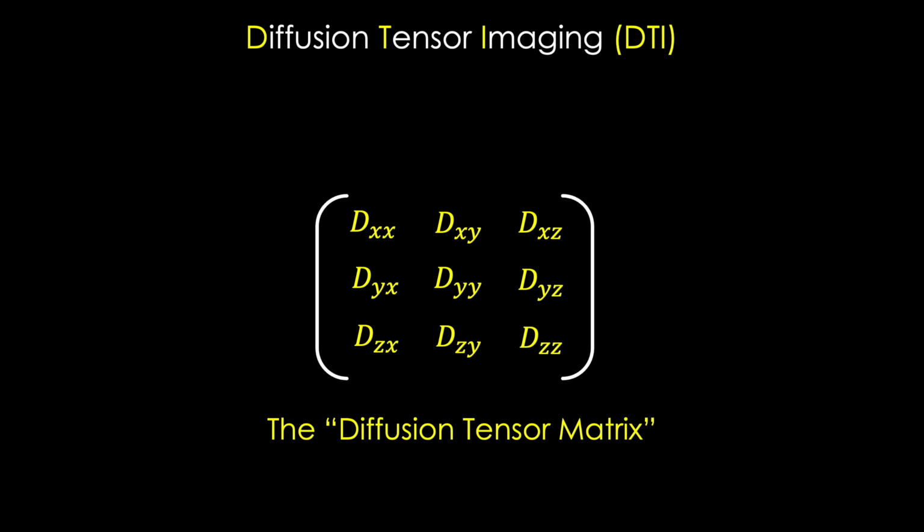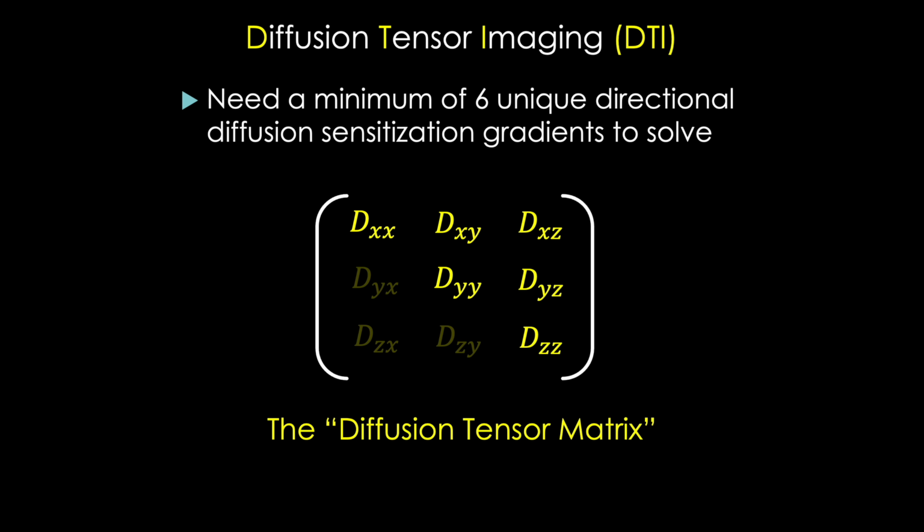Let's point out a few key features of this tensor matrix. Notice that we actually have repeats in this matrix. dxy and dyx are essentially the same due to conjugate symmetry, as are dxz and dzx, as well as dyz and dzy. How does this help us? Well, our goal is to solve the values of this matrix, and because of these symmetric variables, it turns out we can ignore these bottom ones because there are really only 6 independent non-collinear variables in this matrix we need to solve for. This means that in order to determine the direction of diffusion in our cube of matter, we need at minimum 6 unique diffusion sensitization gradients.